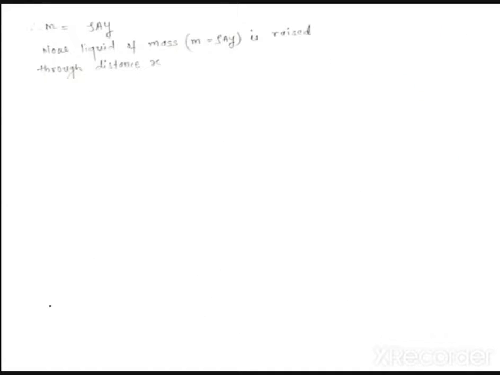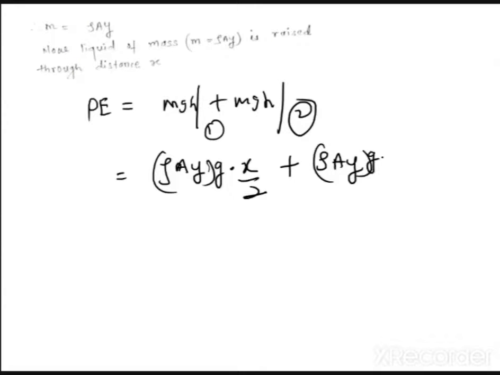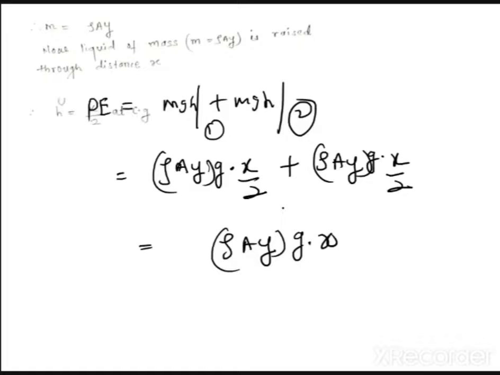So how can you solve this problem? Potential energy is equal to mgh plus mgh for the second tube, for one tube. So let me solve this. It is equal to rho A Y into g into x by 2 plus rho A Y into g into x by 2. This is another tube. So this will become rho A Y into g into x, because 1 by 2 plus 1 by 2 is 1. Is it clear, all of you?